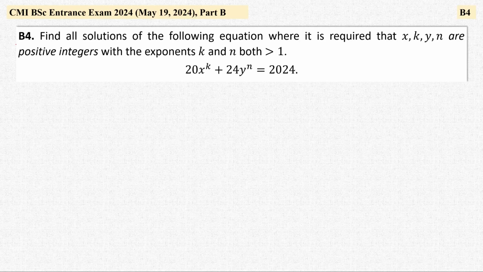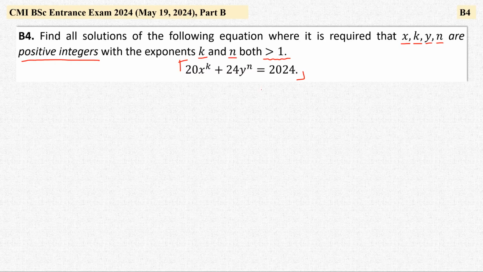Problem B4. Here we have the equation 20 times x to the power of k plus 24 times y to the power of n is equal to 2024. Find all solutions of the following equation where it is required that x, k, y, and n are positive integers with the exponents k and n both greater than 1.